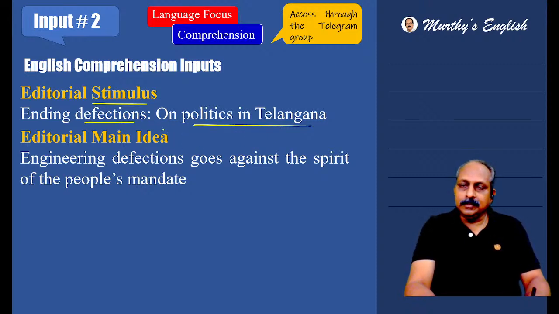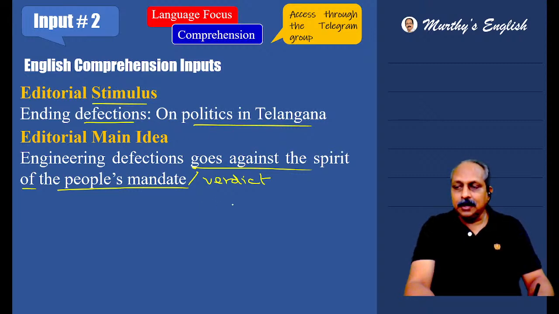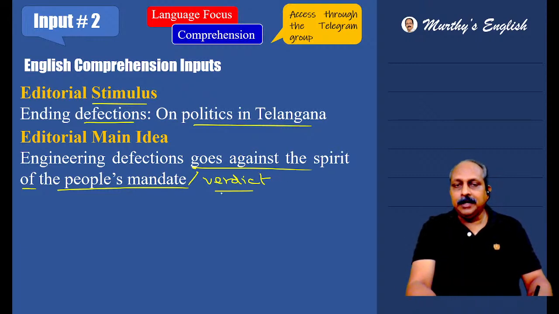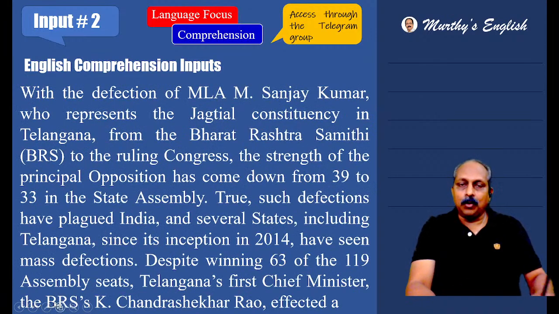Both mean the same, no difference at all. Subtle, slight, one and the same. What is the main idea? Engineering defections, causing defections goes against the spirit of the people's mandate. Mandate, you can also think of the word people's verdict. Whenever there are elections, people give the majority to a particular party and that party forms the government. That is known as people's mandate or electoral mandate, electoral verdict. And defections go against the spirit of people's mandate or people's verdict. Engineering, causing, designing. Here it has a negative connotation.